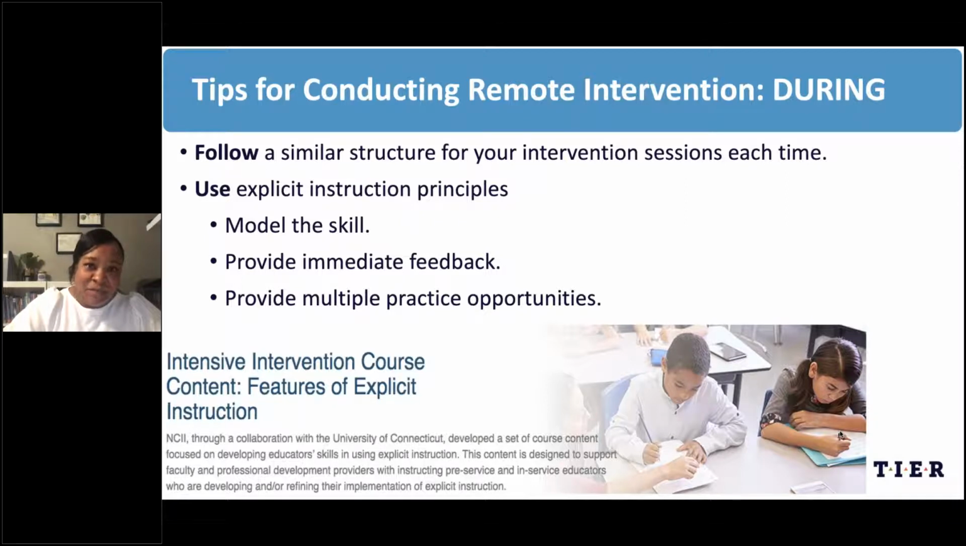Response opportunities in a remote environment may include using video, chat features, electronic polls, or other synchronous tools for real-time communication with learners. For more information specifically about explicit instruction, visit the intensiveintervention.org website, where the National Center on Intensive Intervention, along with the University of Connecticut, have developed a course on the features of explicit instruction. You will find the reference for that link on the handout that you're able to download.